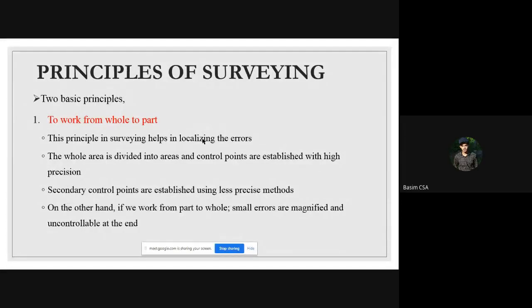Sir, it is dividing the areas into small triangles. Okay, if we are surveying an area, we are dividing it into small triangles. What if we are surveying a line or a road or a length? Same thing. We'll divide the length into small parts. First, we'll survey the start and end point of that particular line. Then we will come towards the center by dividing it into two, and again subdividing it into several parts. This principle is known as work from whole to part.